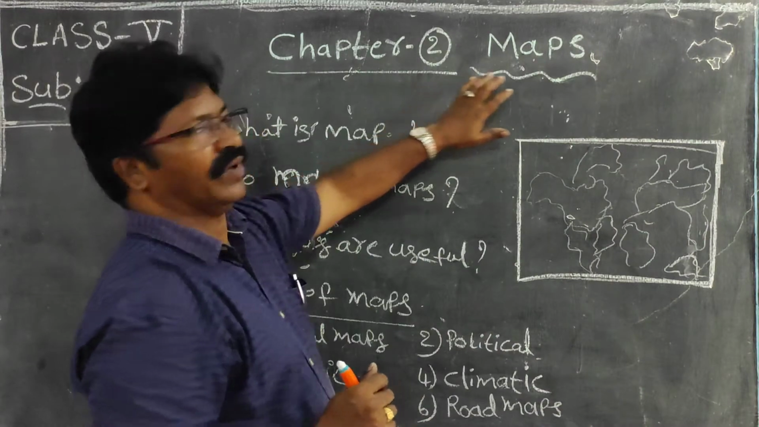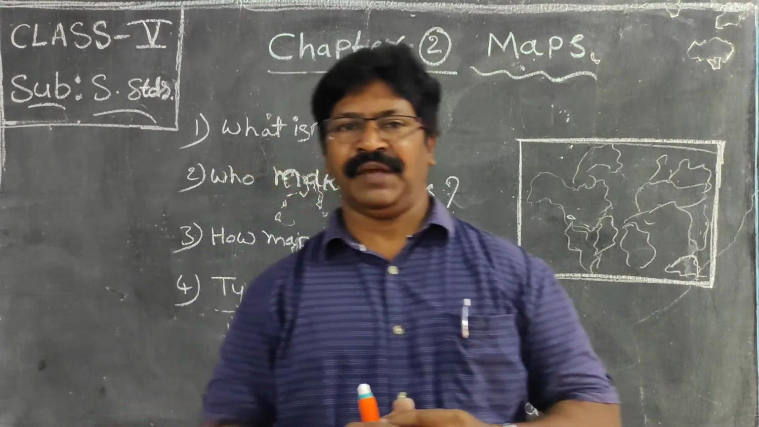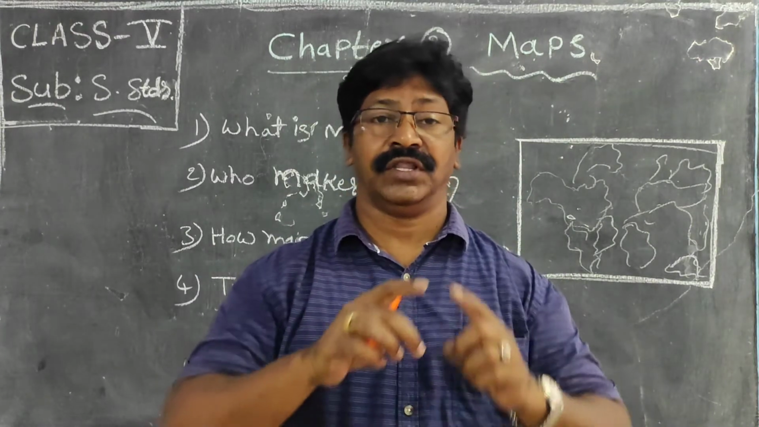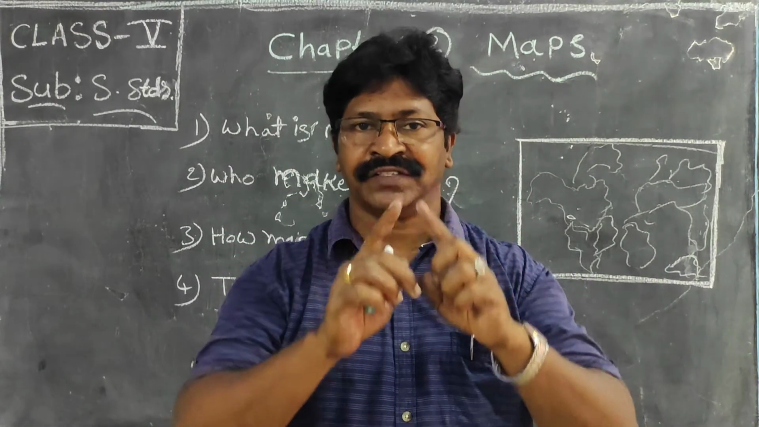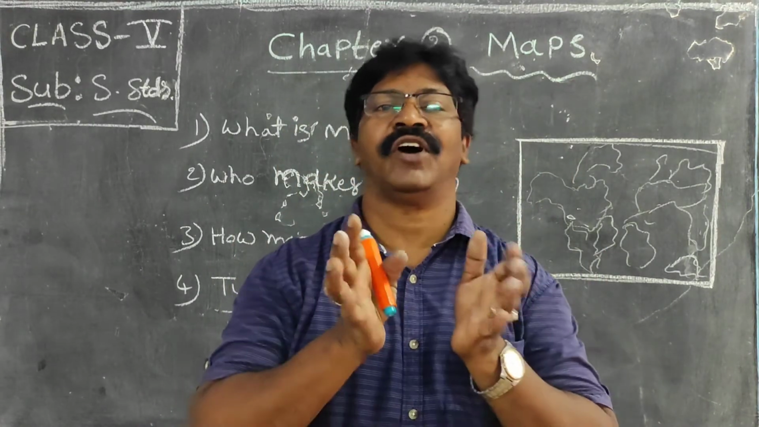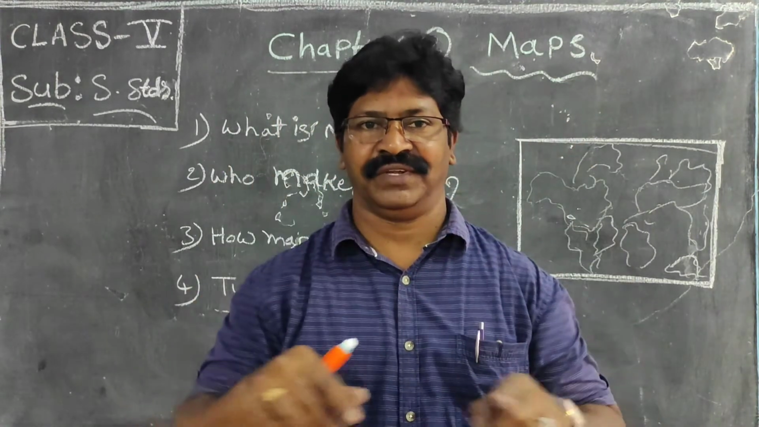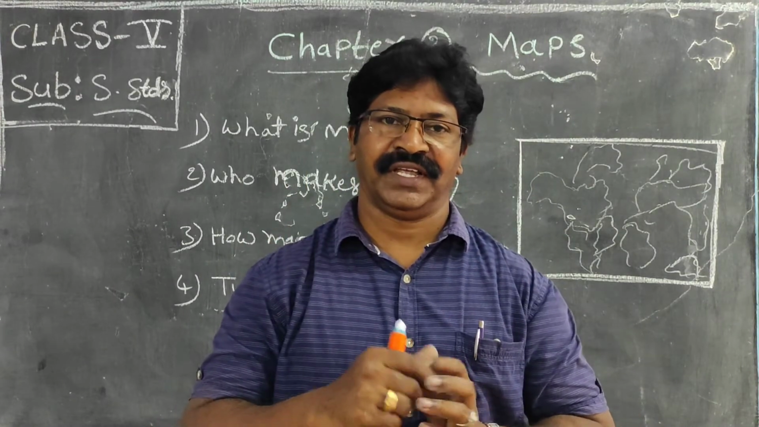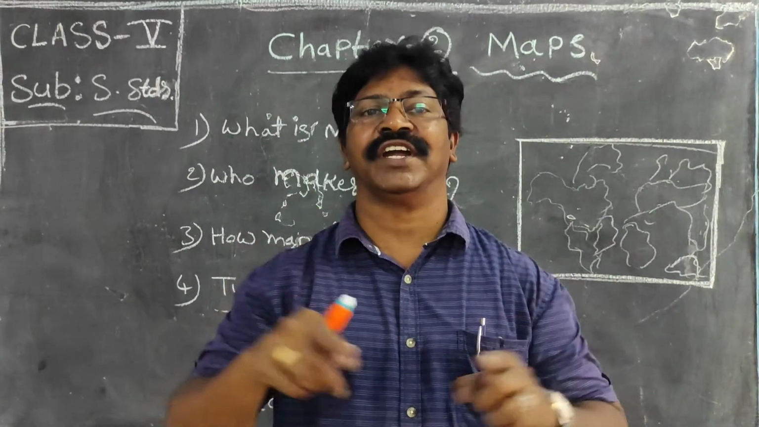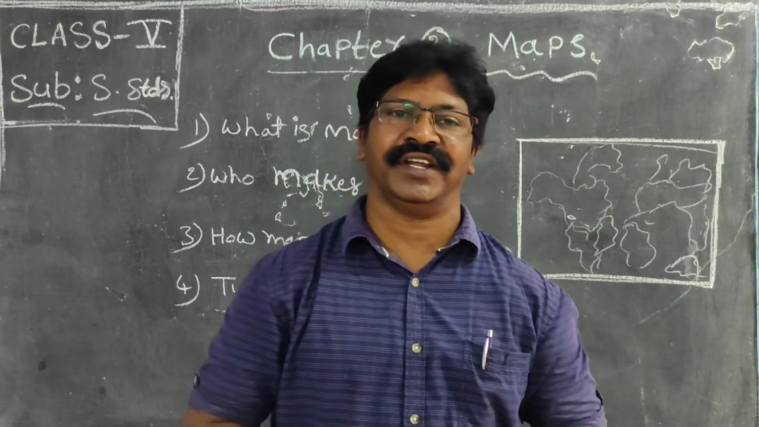Today's topic is maps. First of all, what is a map? A map is a drawing of the earth, the whole earth, or a small place. Sometimes we take a small flat paper, and the drawing will be on that flat paper. On that we can draw the whole earth or a city, one state or one country, a village or a city, whatever it may be. We take a particular small area.